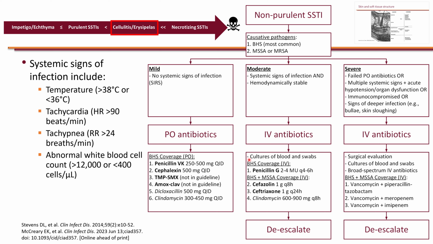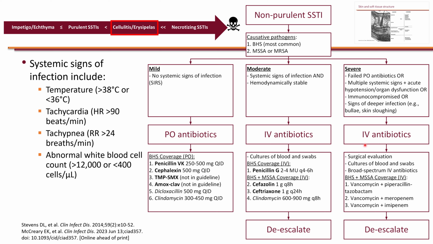So for these patients, of course, cultures of blood and cultures of swabs of the infection site are recommended. And when targeting beta hemolytic strep, penicillin is still recommended, except this time it's IV. Now, when covering both beta hemolytic strep and MSSA, cefazolin is the drug of choice, so first generation. Some people might use ceftriaxone once a day, but it's more likely to cause collateral damage. And of course, clindamycin is there too.